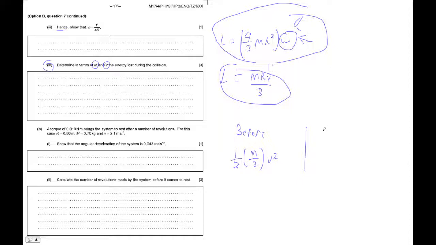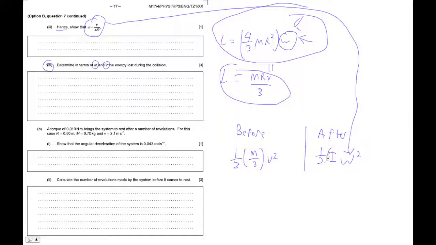Afterwards, it's rotational kinetic energy. Remember that rotational kinetic energy is 1/2 I omega squared. Now, omega is this. I, didn't you figure out it was 4/3 mr squared? Didn't you figure that out? I think you figured out that it was 4/3 mr squared. So plug this into there.